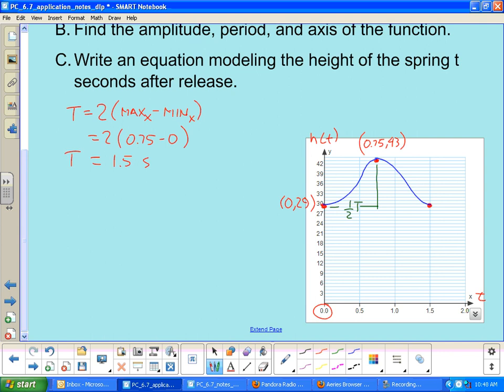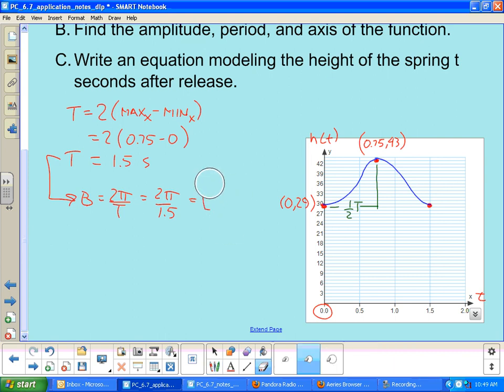And then from this, find B. 2 pi over 1.5. Somebody give me a decimal number for that, please. 6.28 divided by 1.5. 4.18. Okay, there's my B.